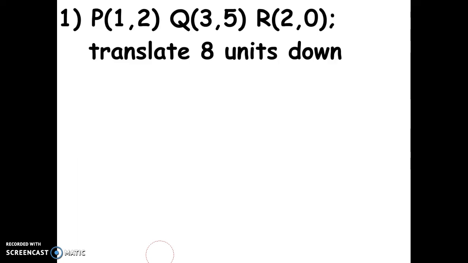Find the coordinates of the vertices of each figure after the given transformation. So here we're given the transformation represented as a verbal description, and we will need to turn that into a function.